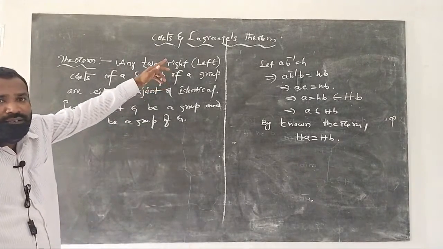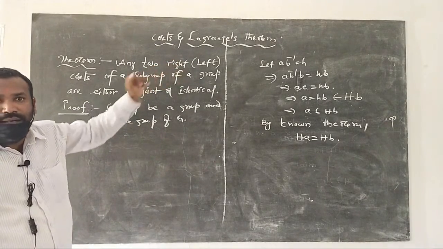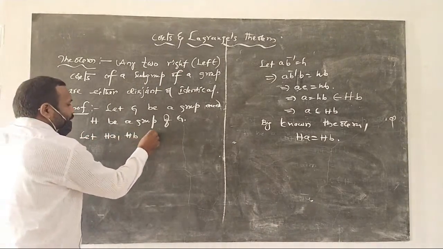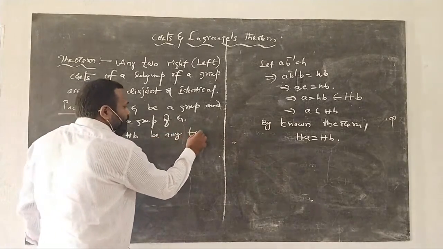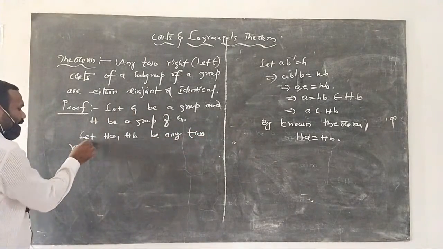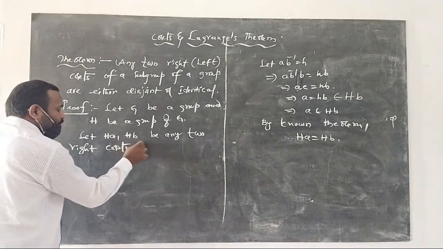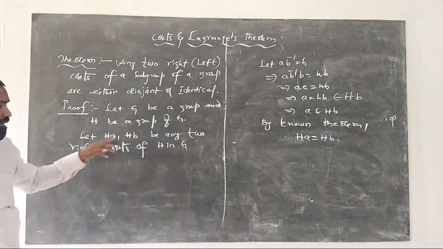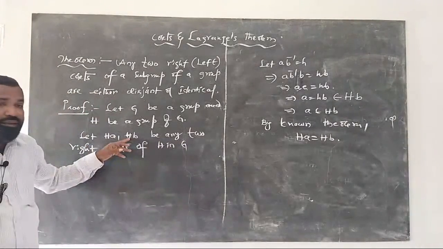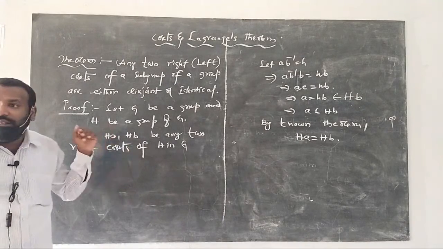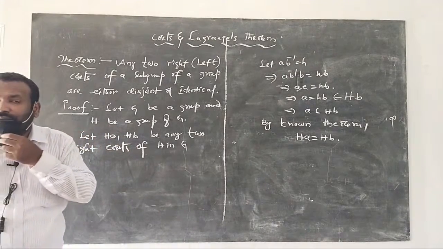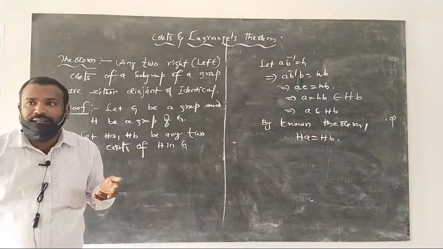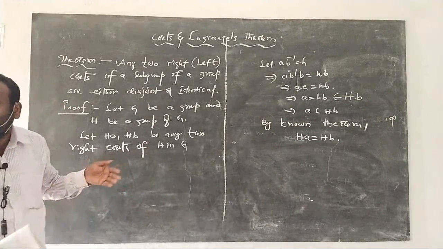Now take two right cosets. Let Ha, Hb be any two right cosets of H in G. So two right cosets are taken, Ha and Hb. Where do a and b lie? They are the elements of G.